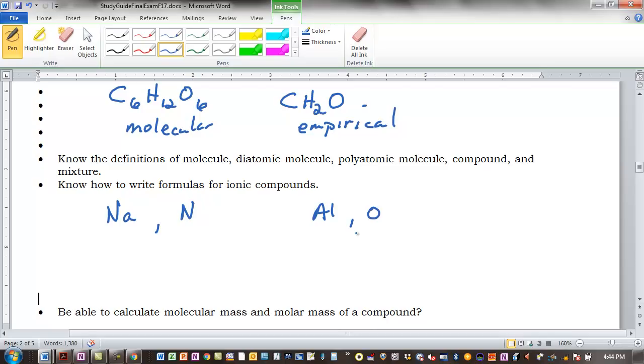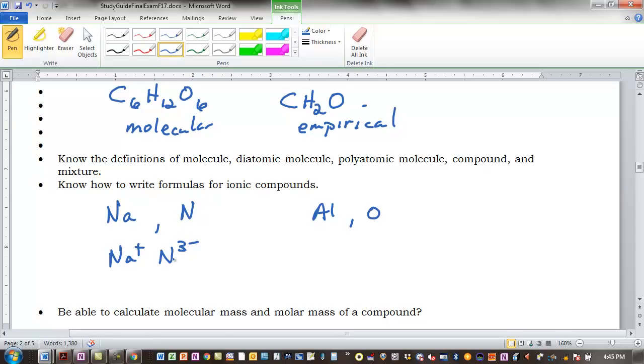How are we going to do that? First, check the periodic table. Sodium is in group 1, an alkali metal, so it forms a +1 ion. Nitrogen is 3 in on the other side, so it forms a 3- ion. Nonmetals on the right gain electrons to reach the noble gas. For nitrogen to reach neon, it has to gain 1, 2, 3 electrons.